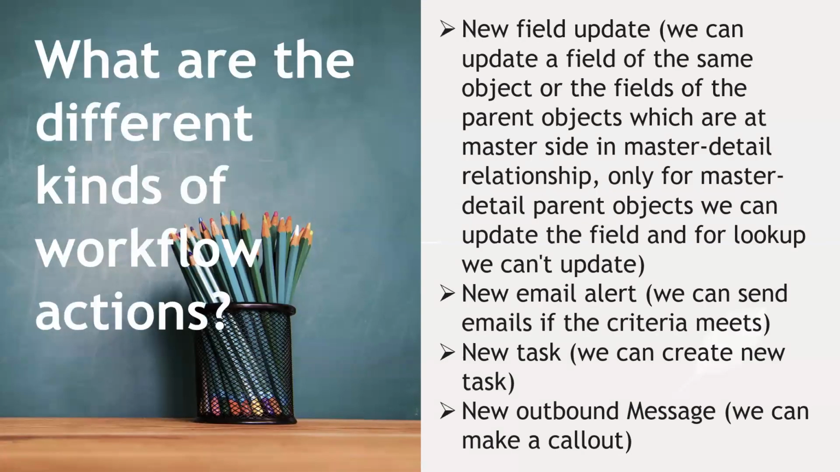So here, what are the different types of actions in workflows? Field update, email alert, task, and outbound message. These are the four actions. If you want to update a field in the same object, then we can perform the field update. If you want to send an email notification to a customer or user, then we can go with the email alert action. And task, if you want to perform any task, whether it is pending or in progress, you can go with the task.